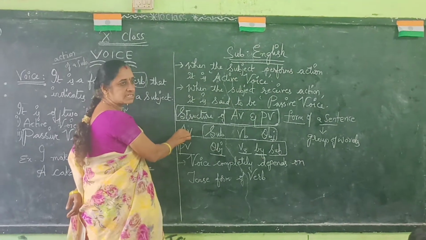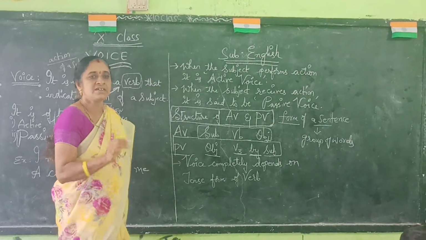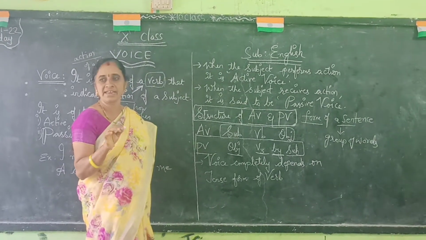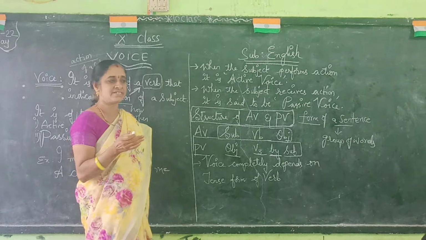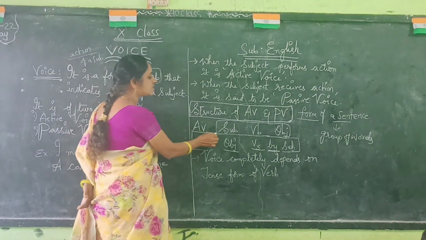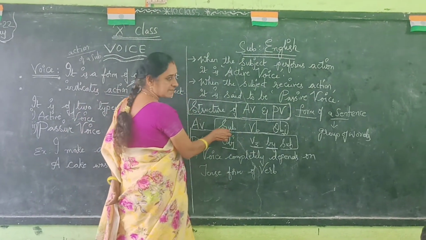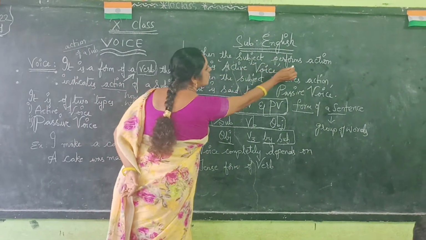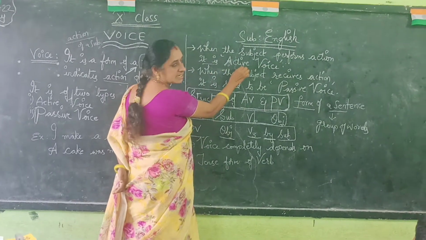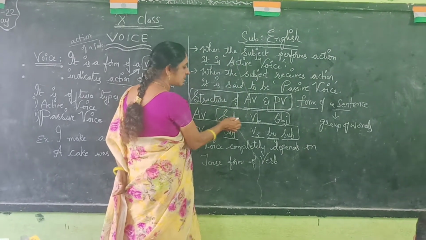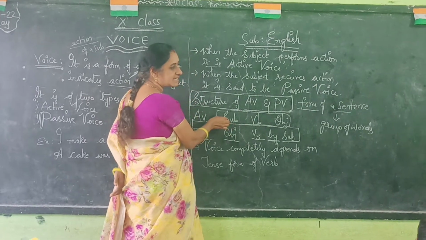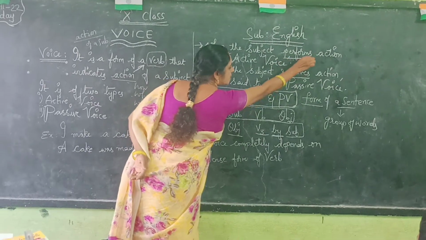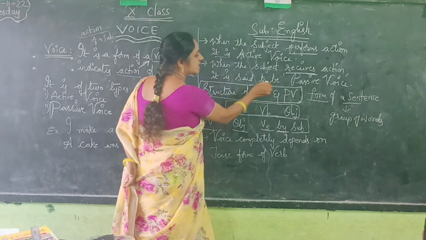If I tell a sentence, we have to identify whether it is in active voice or passive voice. So what is the structure of active voice? Subject, verb, object. See here, when the subject performs action, it is called active voice. That means when the subject does an action, it is active voice. And when the subject receives action, it is called passive voice.